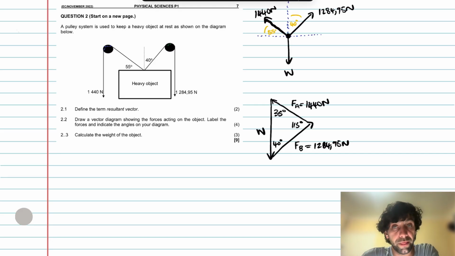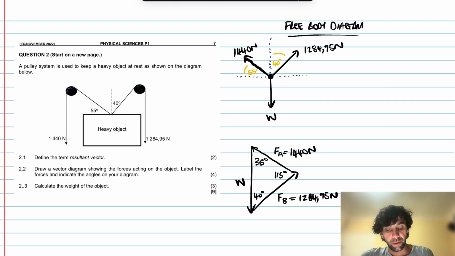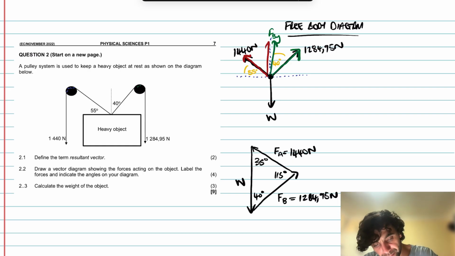We now need to calculate the weight of the object. The way I like to do this is I will break this vector up into its component vectors. So again, I called this one FB, so I'm just going to call it FBY. That is opposing the weight that's going down. And I can also break this one up into its Y component. Now I called this one FA, so I'm just going to call it FAY.